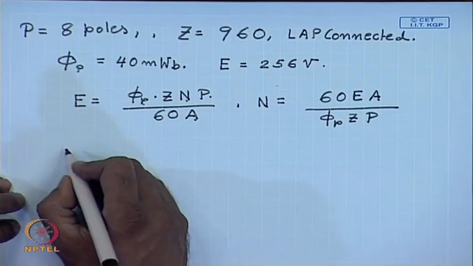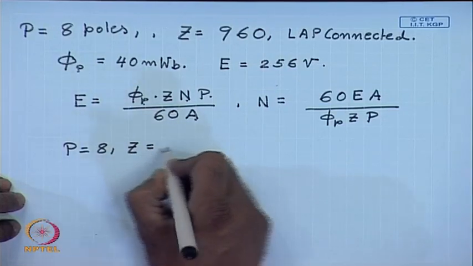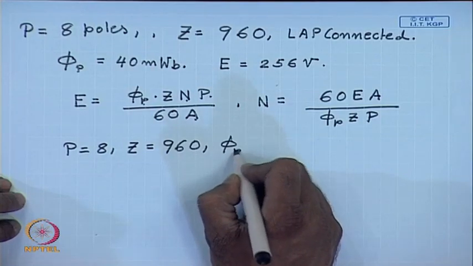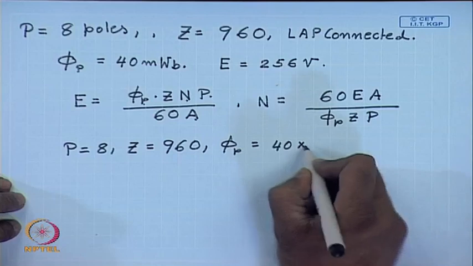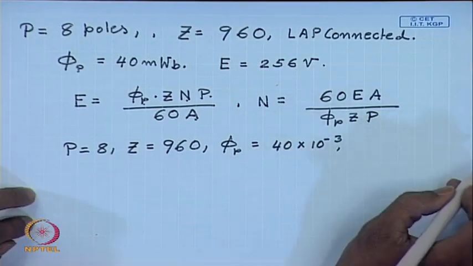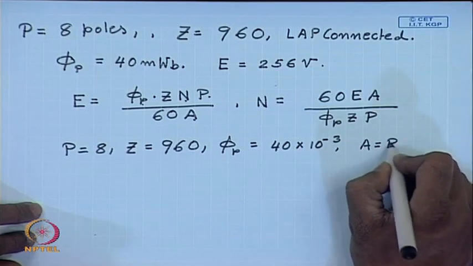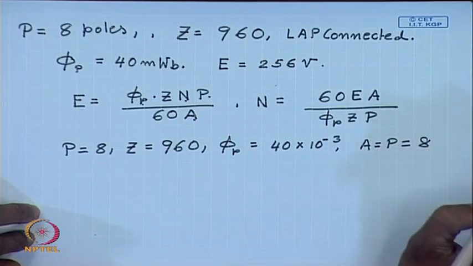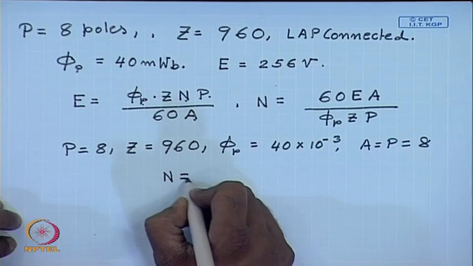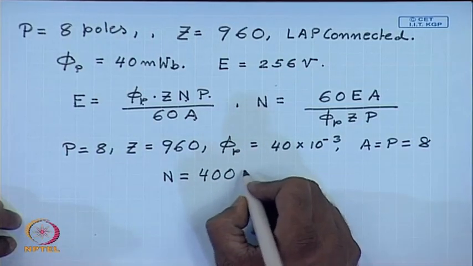In the given problem, p equal to 8, Z equal to 960, phi p equal to 40 into 10 to the power minus 3, and since the armature is lap connected, A is equal to P equal to 8. Therefore, substituting all these values, we get n equal to 400 rpm.